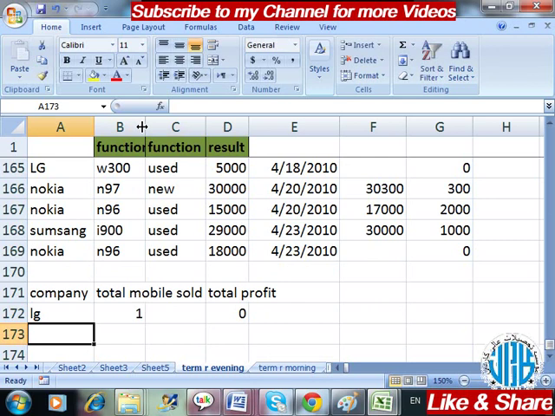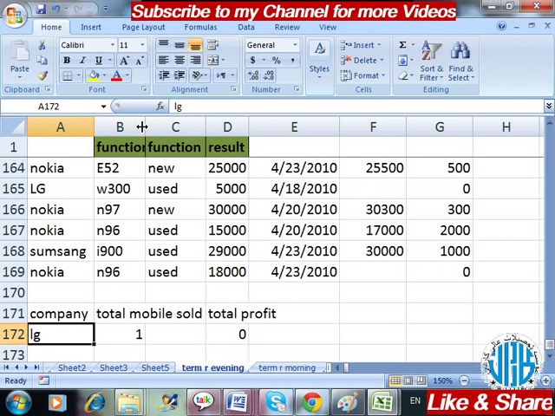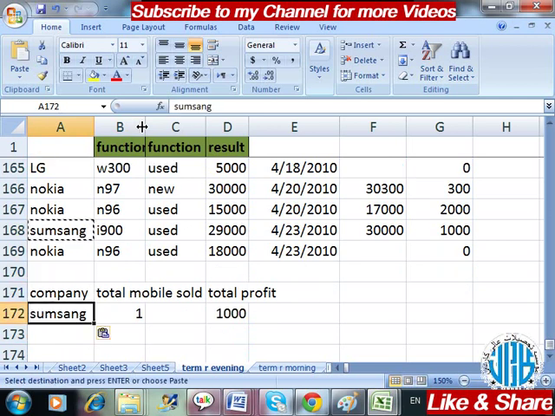This is LG. One mobile and no profit, zero. It is an asset. Okay, so right now I'm going to write here Samsung, and 1000 rupees I've earned from it.